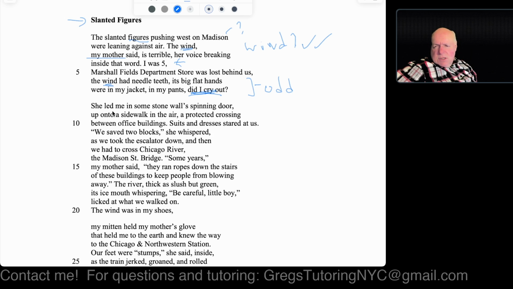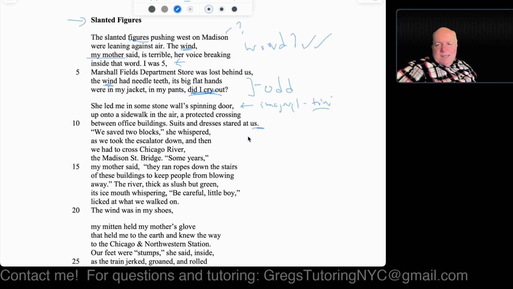"So she led me to a stone wall spinning door." What on earth is that? Is this kid's imagination going wild? Is this imagery, or is it imagination? That is an important thing here. "And then up onto a sidewalk in the air." So again, is this just the kid's imagination going wild? "And a protected crossing between office buildings. Suits and dresses stared at us."